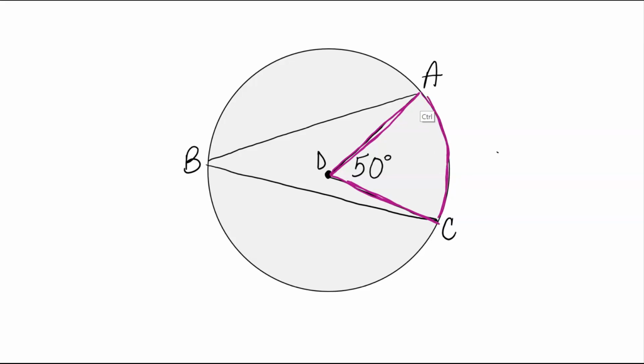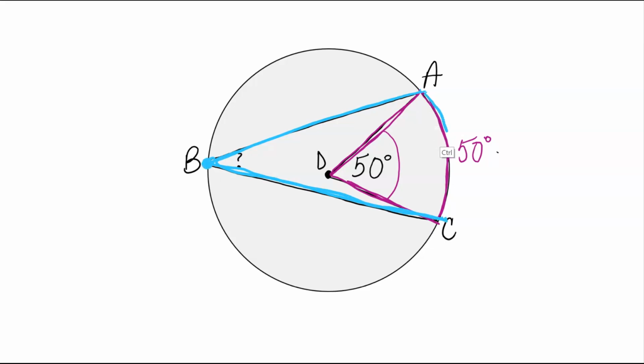So a central angle is equal to its intercepted arc. So if this is 50, this arc AC is also 50. Now, I should have put a question mark here. This is the angle I'd like to find, angle B. Now, let's determine what type of angle that is. This is an inscribed angle. It is an inscribed angle because its vertex is on the circle.